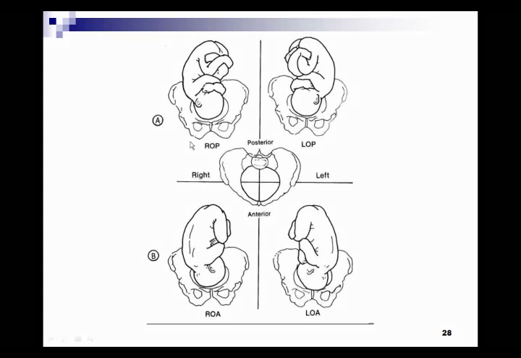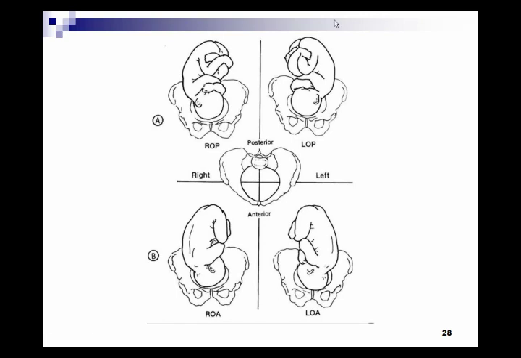So when you consider that's how we put those letters, all you have to remember is if it's a sacrum, then the buttocks will be in this quadrant, and it would be LSP, RSP, RSA, LSA.